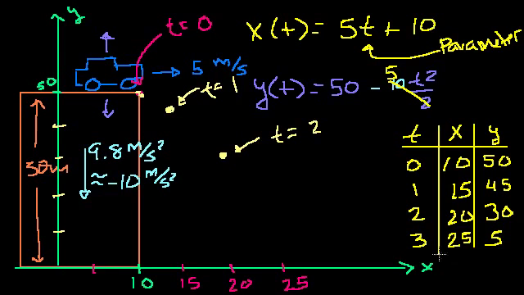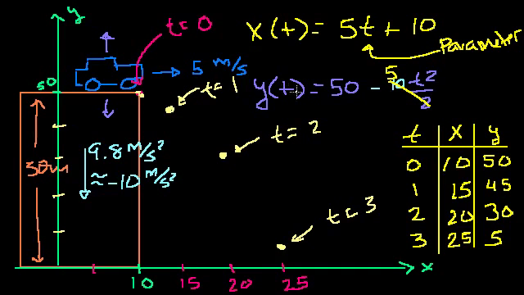And then at time t equals 3, we're at (25, 5). So we're right there, 25, 5. Time t equals 3. And if we kept going on, at some point we're going to hit the ground. And you can figure out, actually, set this equal to 0, and you figure out the exact time you hit the ground. Actually, let's do that.